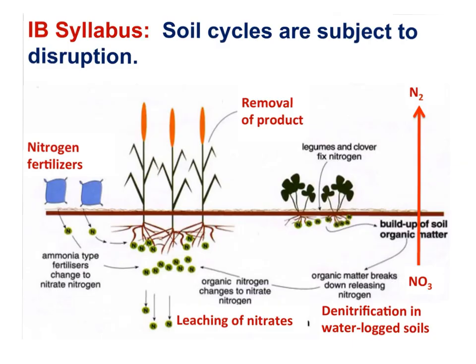Soil cycles are subject to disruption because people add nitrate fertilizers to agricultural fields, people remove crops and move the material elsewhere, thus nutrients are lost from the soil. Nitrates are leached from the soil during irrigation, and nitrates are lost from the soil when soils are anaerobic, low in oxygen, in a process known as denitrification.